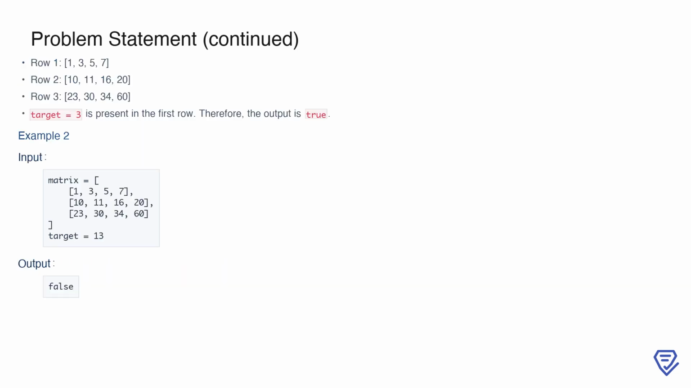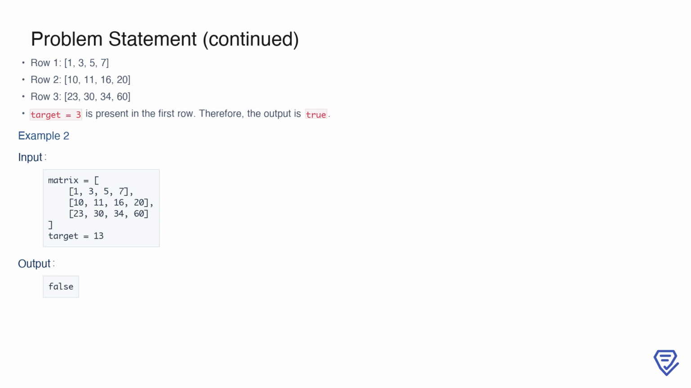Breaking it down further, the rows of the matrix are as follows. Row 1 contains 1, 3, 5, 7, row 2 contains 10, 11, 16, 20, and row 3 contains 23, 30, 34, 60. Because the target is 3, we can confirm its presence in the first row.